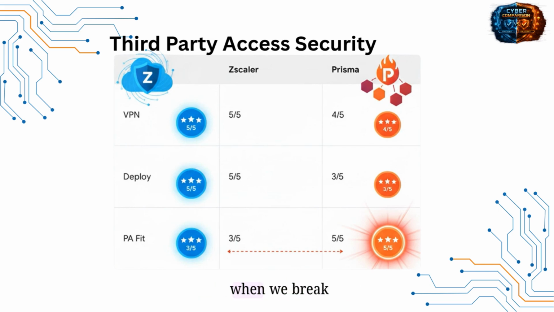Now, what's really interesting when we break down the executive presale summary scorecard is how perfectly it visualizes these exact trade-offs. Look at VPN replacement. Zscaler hits a perfect 5 stars, with Prisma at 4. For deployment simplicity, Zscaler dominates again with 5 stars compared to Prisma's 3. But here is the critical pivot. Look at the existing Palo Alto customer fit. If you already have a massive Palo Alto footprint, Prisma rockets up to a 5-star rating, while Zscaler drops down to a 3. It really all comes down to what you already have sitting in your IT closet.